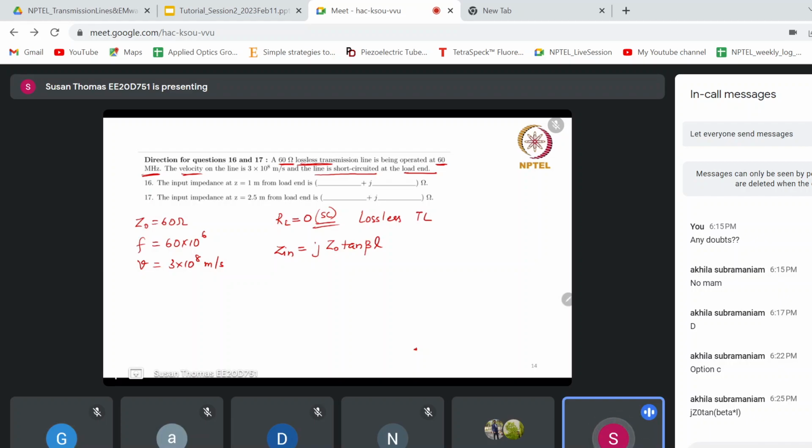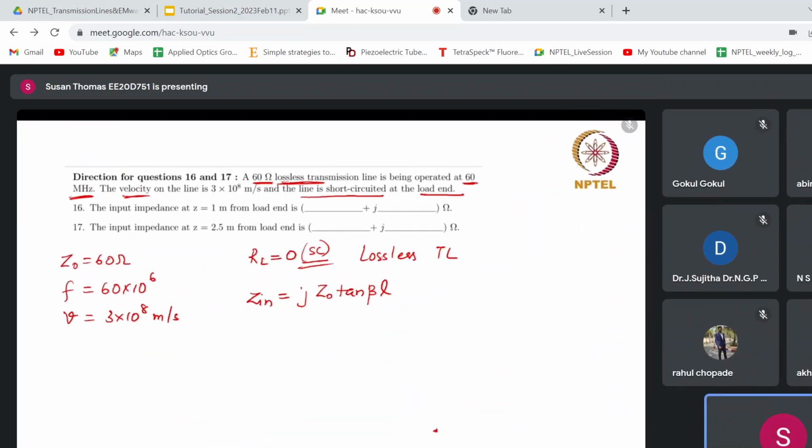So this is the simple equation which you need to just understand to answer this question. Say if it is open circuited at the load end, what will be Zin? Minus j Z0 cot beta L. Yes, right. So that is something which you need to just remember. So this is for a lossless transmission line, if it is a short circuit and if it is an open circuit. Okay, so let's answer the question here.